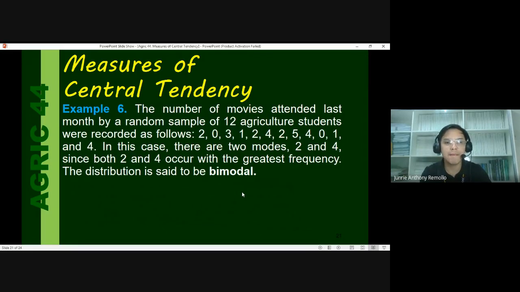Example 6. The number of movies attended last month by a random sample of 12 agriculture students were recorded as follows: 2, 0, 3, 1, 2, 4, 2, 5, 4, 0, 1, and 4. In this case, there are two modes, the 2 and the 4, since both 2 and 4 occur with the highest frequency. So the distribution is said to be bimodal.